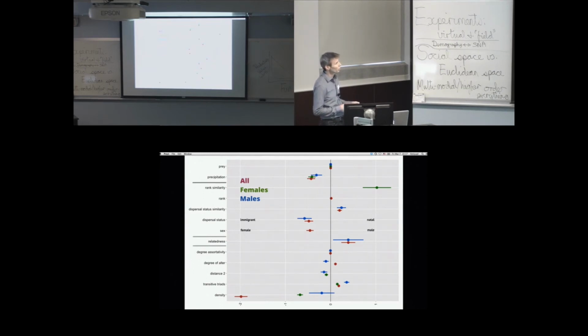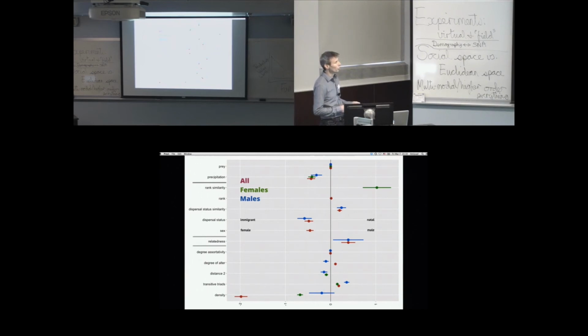Degree associativity is very small but significantly negative. So it means that highly connected individuals tend to connect to weakly connected ones, kind of preferential attachment, if you like. Degree of alter is actually positive for the all network and negative for males. So males actually prefer to connect to non-central individuals, but we see the opposite effect in the full network.